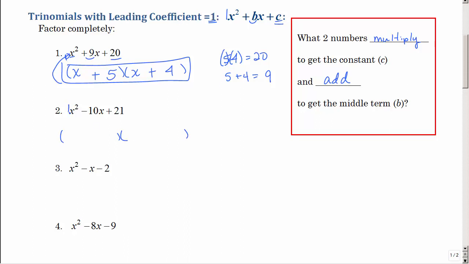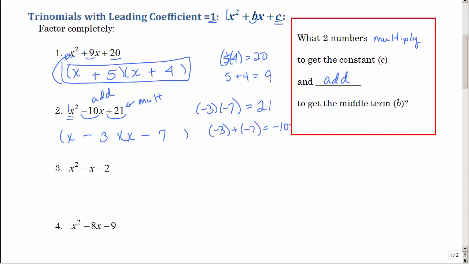Let's look at number 2. We have a leading coefficient of 1, so I need x times x to get us that x squared. Now I say, what two numbers multiply to get positive 21 but add to get a negative 10? Well, the only way you're going to add to get something negative, yet multiply to get positive, is if they're both negative, and 3 times 7 should do it. Negative 3 times negative 7 is positive 21, and negative 3 plus a negative 7 is negative 10. Again, knowing your multiplication tables is very important.